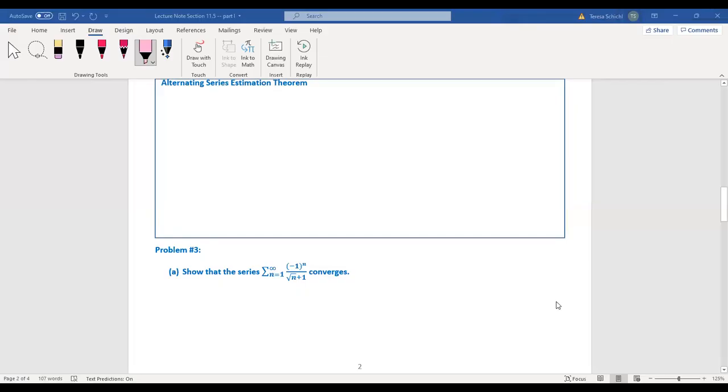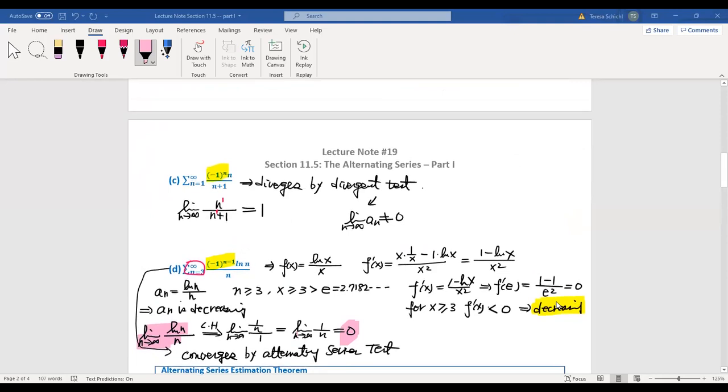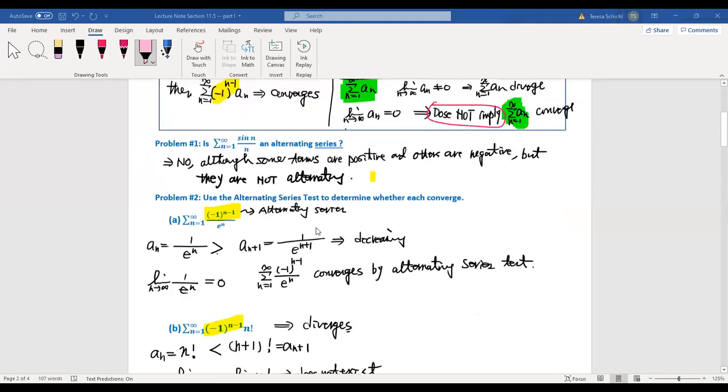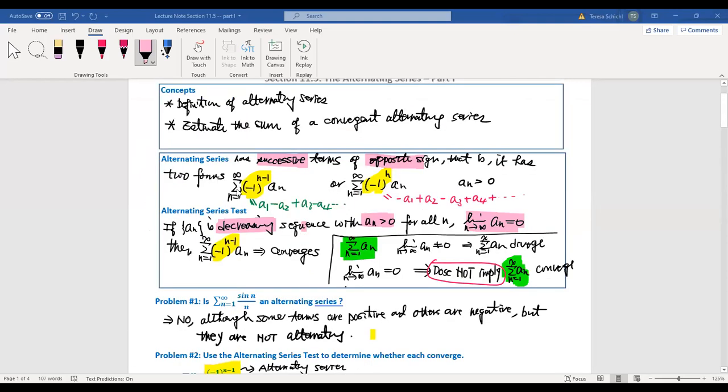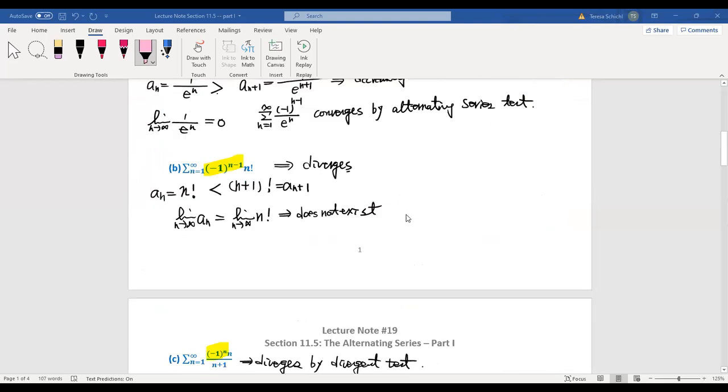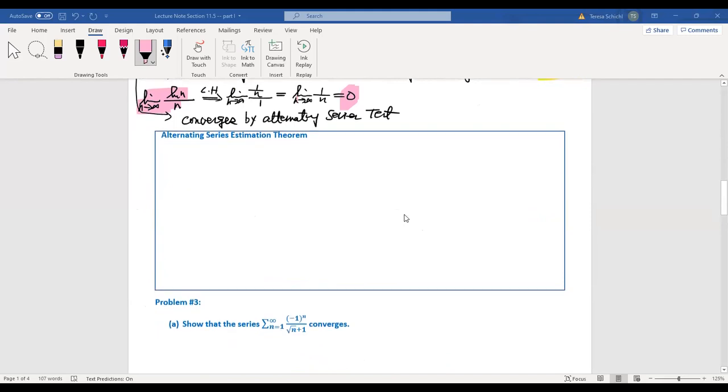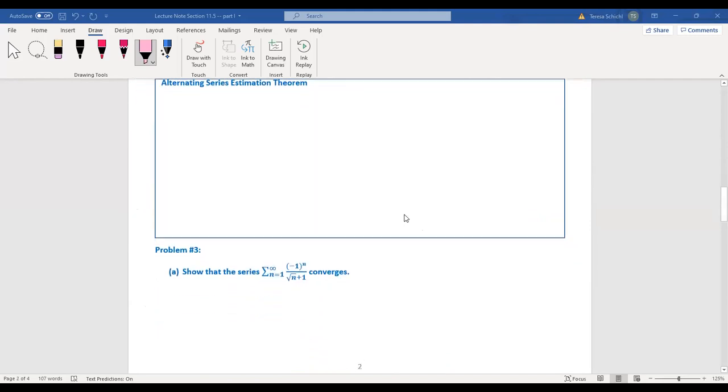Like I mentioned in the previous video, we gave the definition of what an alternating series is and what the alternating series test is. For this video, we are going to talk about how to estimate the sum of an alternating series. Let's write it here.